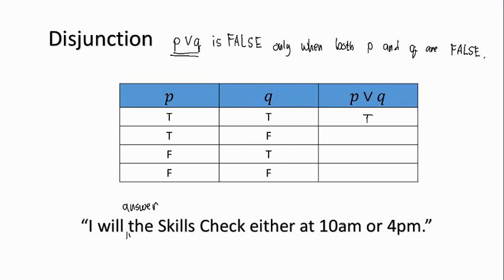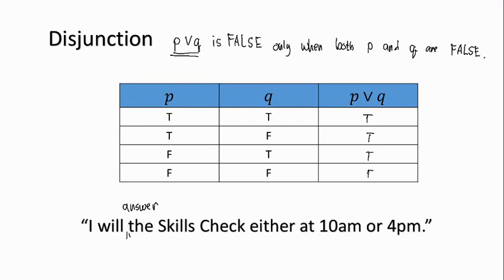What if you simply answered it at 10 a.m. and not 4 p.m., as in the case of true or false? It is still a true statement. What if you did not answer it at 10 a.m. but answered it at 4 p.m.? That is still a true statement. What if you did not do both?